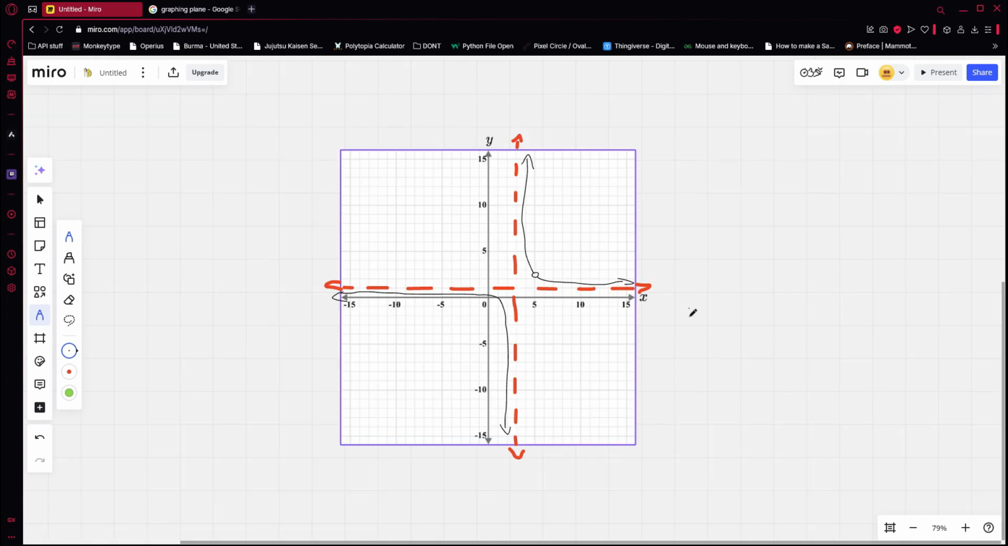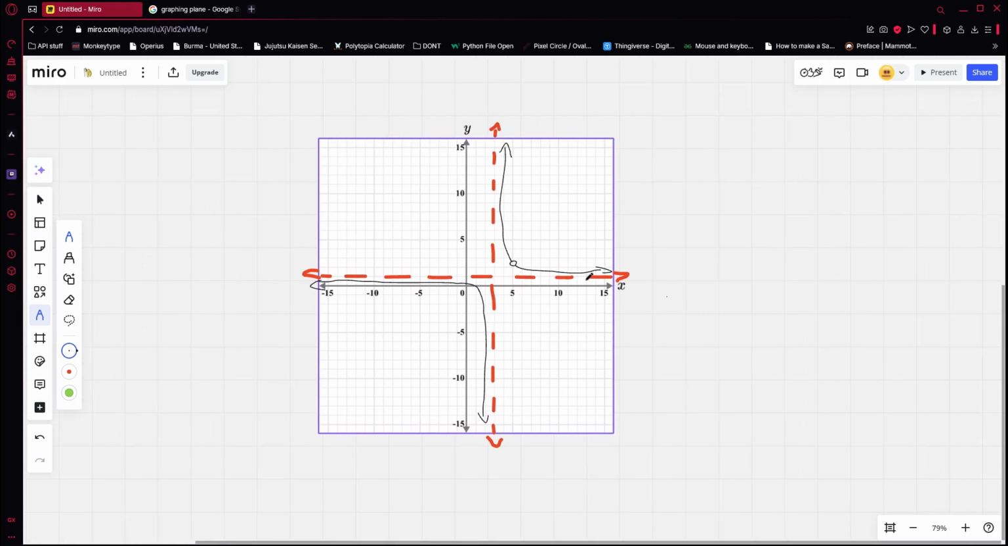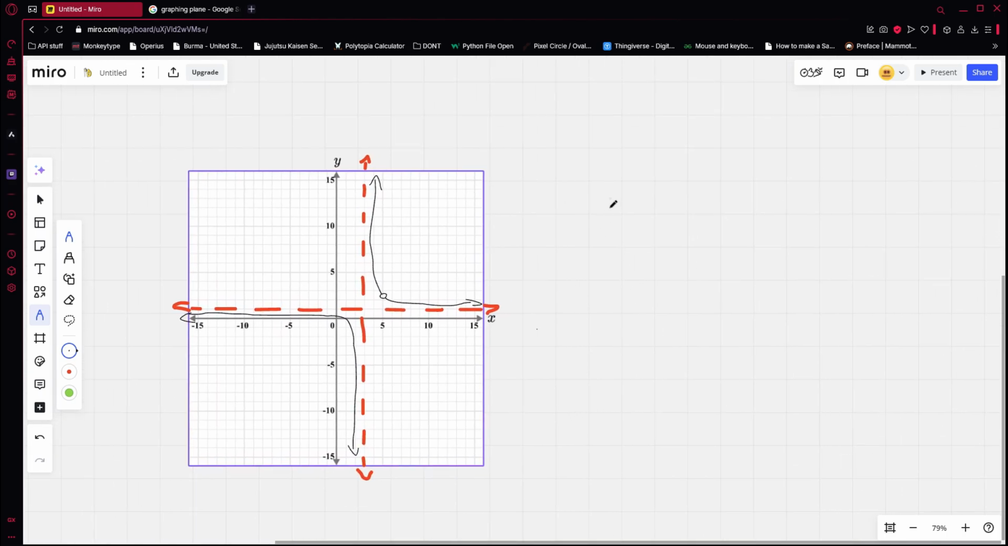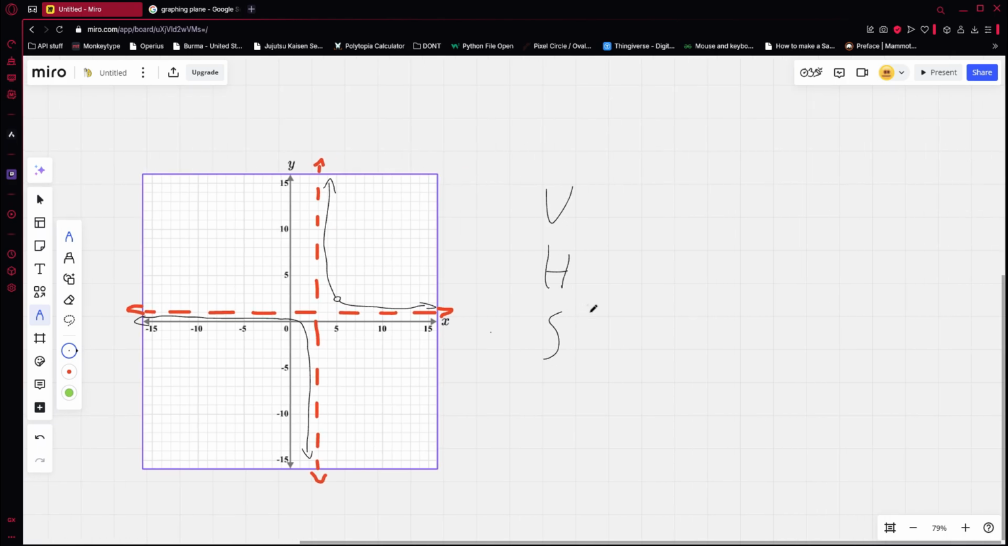We have a very rough outline of what our graph looks like. Now, how do we make this into an equation? What do we do? Well, the key elements of a rational function can be summarized with V, H, S. And there's two H's. There's hole and there's horizontal. But hole is arguably more important. Horizontal.